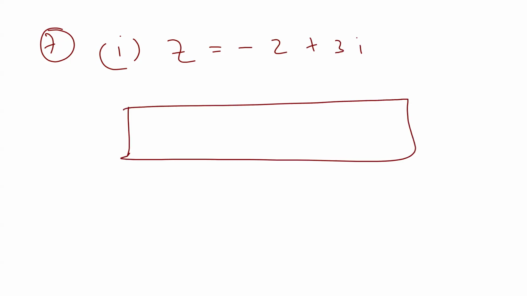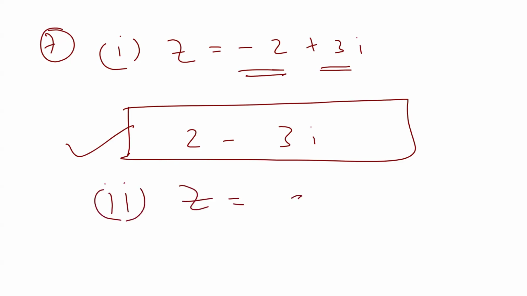They are asking you the additive inverse of the following. So z is equal to minus 2 plus 3i. So the additive inverse will be 2 minus 3i. See what happens in additive inverse is the sign of the real as well as imaginary part changes. That doesn't happen in conjugate. In conjugate, only the sign of the imaginary part changes. But in additive inverse, the sign of the real as well as imaginary part changes.